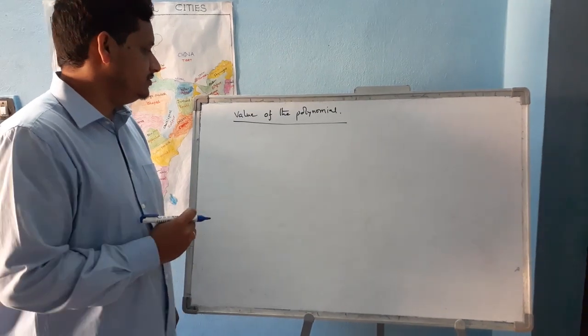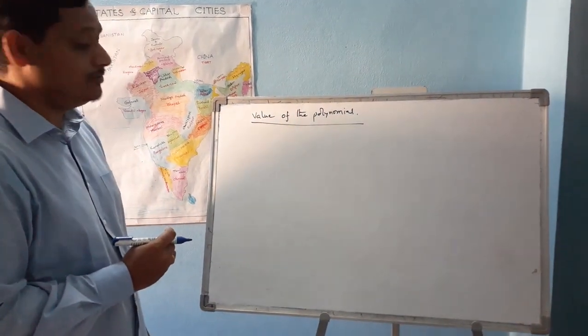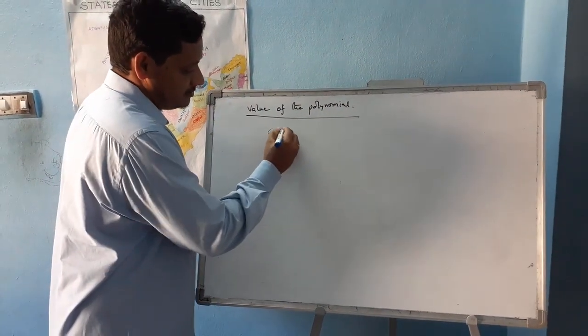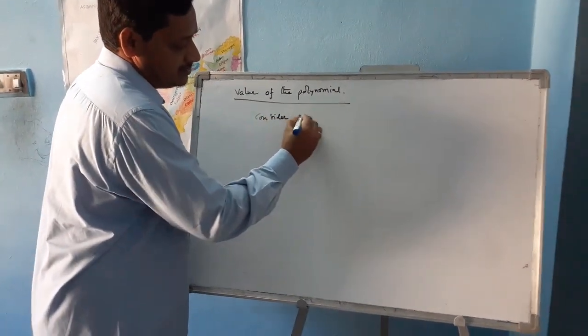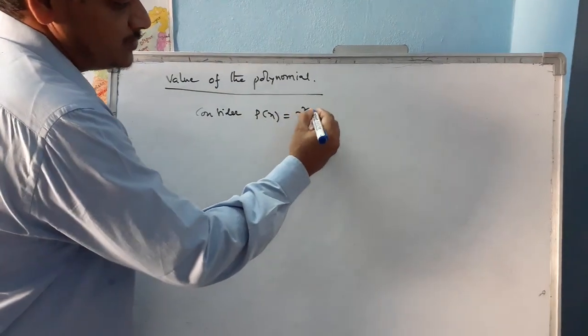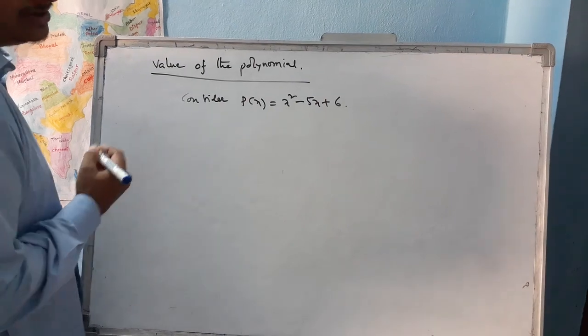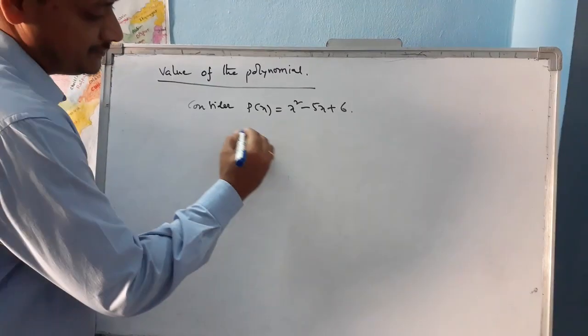Today we are going to discuss the value of the polynomial. For this, we are taking one polynomial. Consider p of x is equal to x square minus 5x plus 6. Now replacing x by 2.